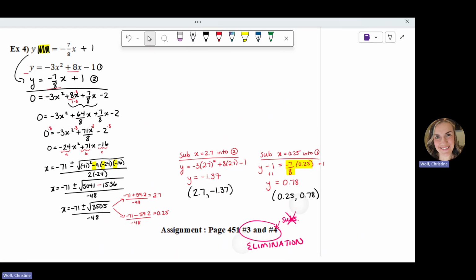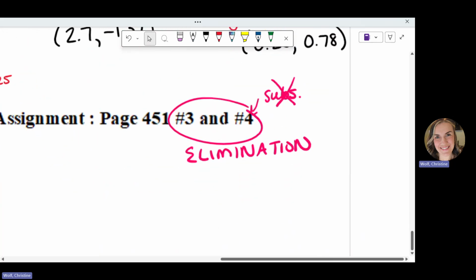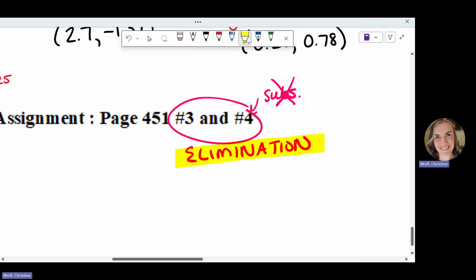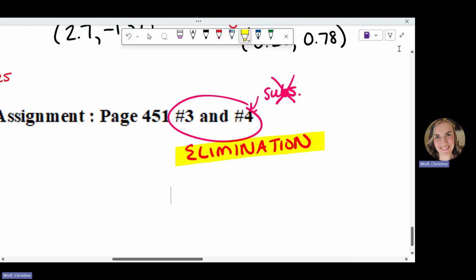Okay, now your assignment is only 2 questions from the textbook. It does say to do substitution method. I want you to ignore that. I want you to do the elimination method that we just did for both questions 3 and 4. Okay, remember you guys have your assignment from yesterday to work on as well. That's that worksheet where you have to graph the equations. Okay, I will see you tomorrow.